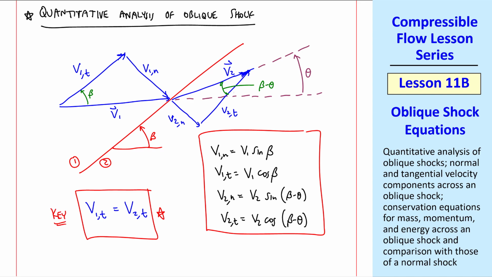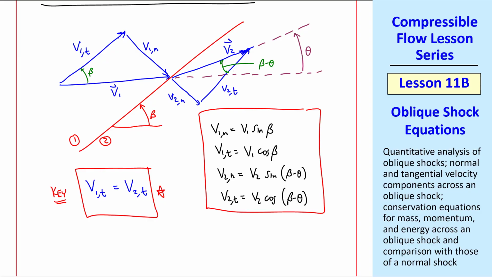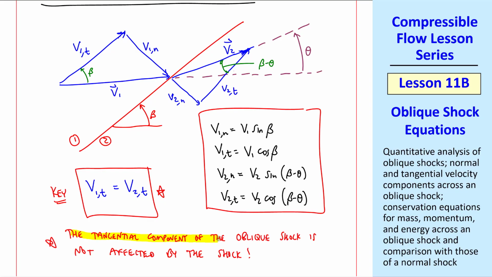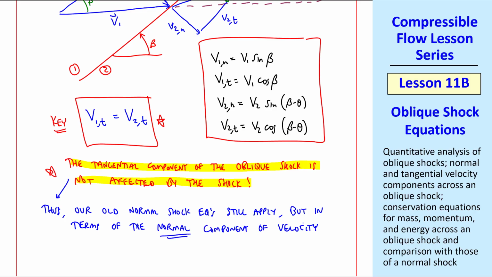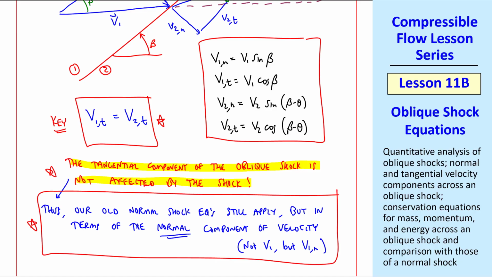This is the key to our quantitative analysis. Namely, the tangential component of the oblique shock is not affected by the shock. The flow tangential to the shock is the same on both sides. Thus, our old normal shock equations still apply, but in terms of the normal component of velocity. Not v1, but v1n. This allows us to calculate all the property changes across the oblique shock.